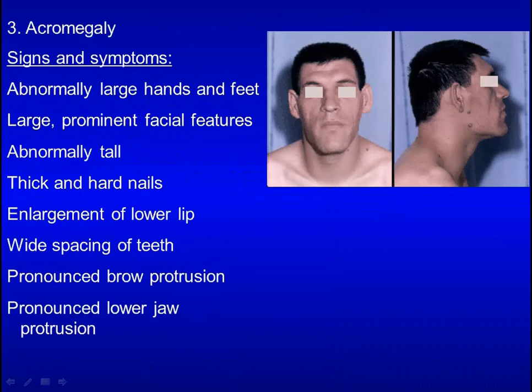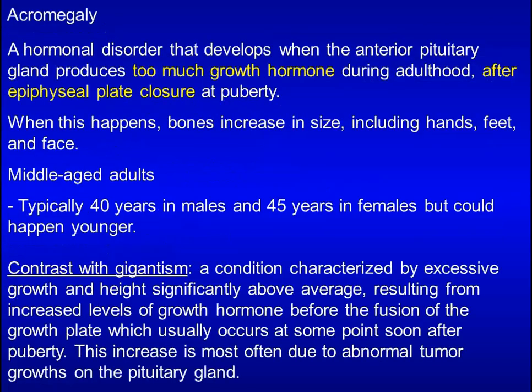The third condition is acromegaly. Patients with acromegaly have abnormally large hands and feet. They are abnormally tall, with pronounced brow protrusion and lower jaw protrusion. Acromegaly is caused by overproduction of growth hormone during adulthood after epiphyseal plate closes at puberty. This is different from gigantism, which is caused by increased level of growth hormone before epiphyseal plate closure.